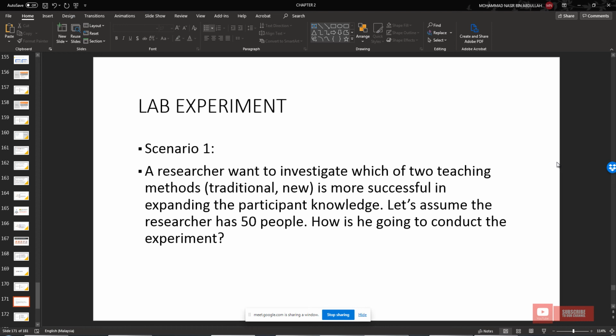So, a lab experiment. A researcher wants to investigate which of two teaching methods, traditional or new, is more successful in expanding the participants' knowledge. Let's assume the researcher has 50 people. How is he going to conduct the experiment? Can you think about it for a while? Right, how is he going to conduct the experiment?